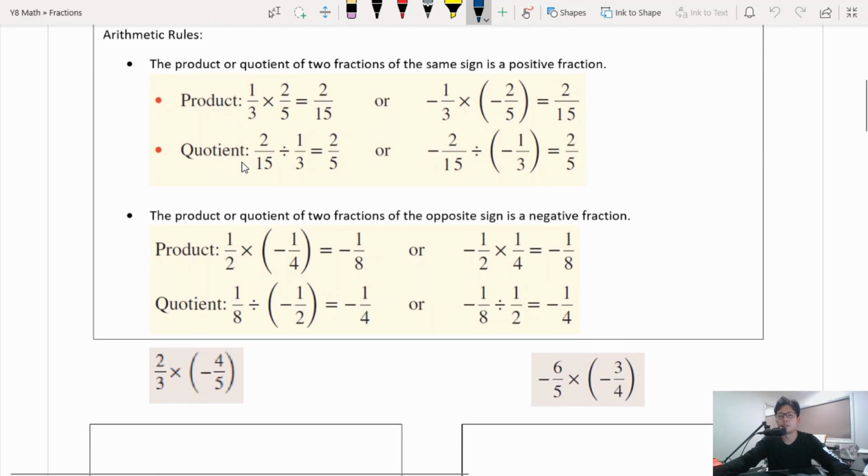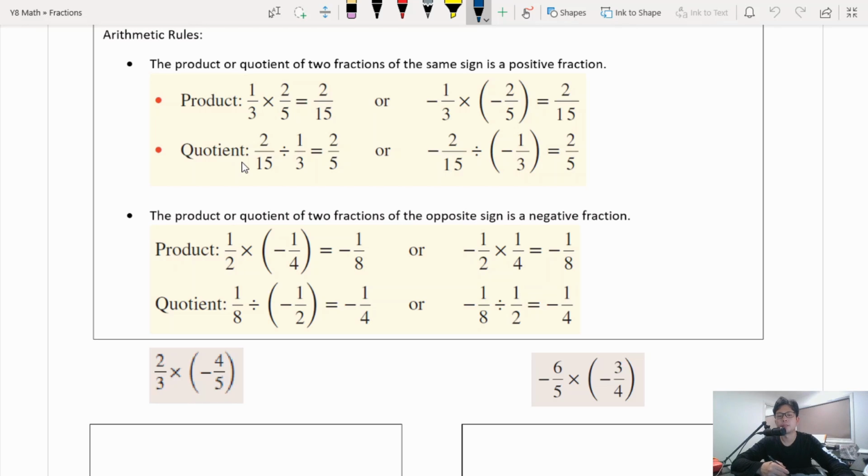The second rule to multiplying and dividing with negative numbers or negative fractions is the product or quotient of two fractions of the opposite sign is a negative fraction. So we have one positive here and one negative here. That gave us a negative fraction. We have one negative here and one positive here. That also gave us negative.